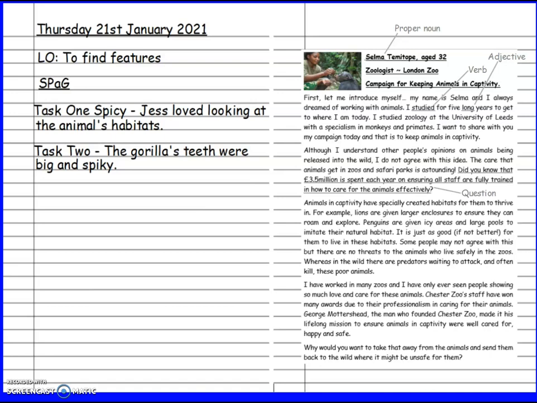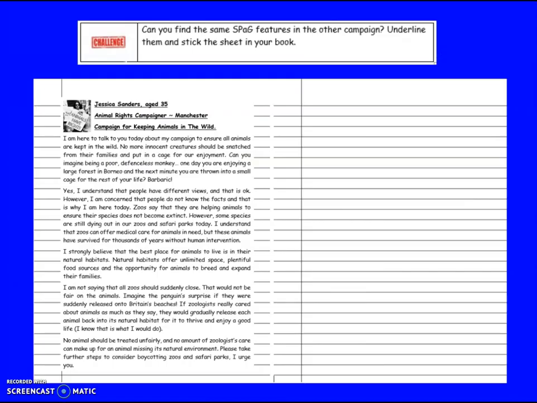So stick your sheet into your book. Okay, and you're going to underline the SPaG features that you managed to find, and with your pencil you're going to write them down. So when you've found a proper noun, underline the proper noun, draw a nice straight line coming from there, and write out proper noun, and the same with the rest of the SPaG features. You only need to do the SPaG features for the campaign that you agree with, so if you want to keep them in captivity or not, but your challenge is to do the opposite one too.